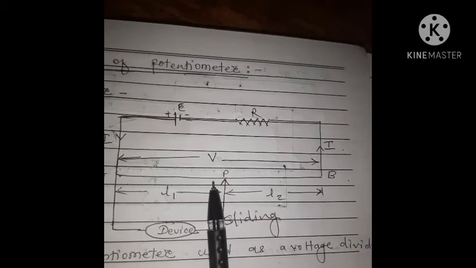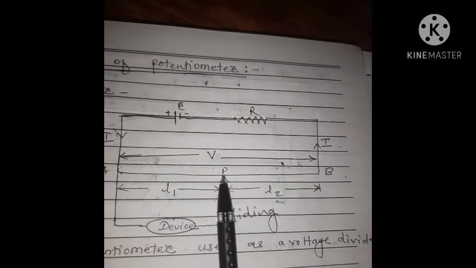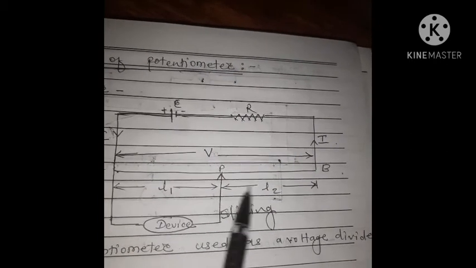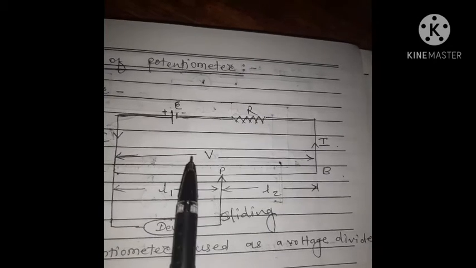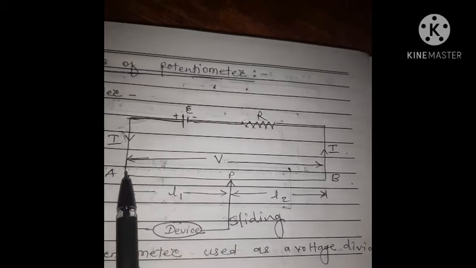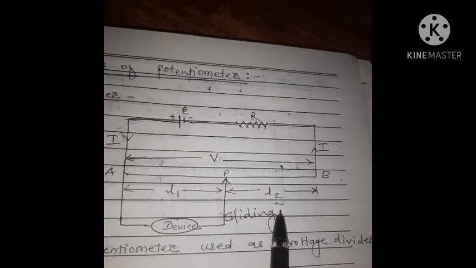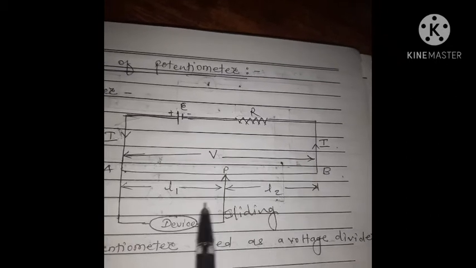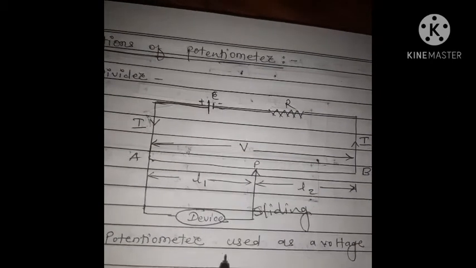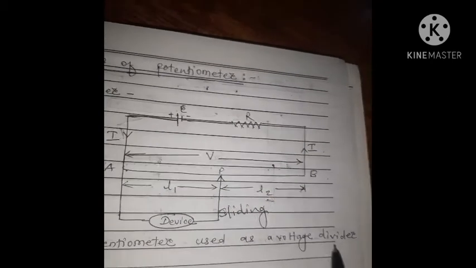Thus by moving this pointer P, we get two values of potentials, that is, the total potential across wire AB gets divided into V1 and V2 in various different values. Thus a potentiometer is used as a voltage divider.